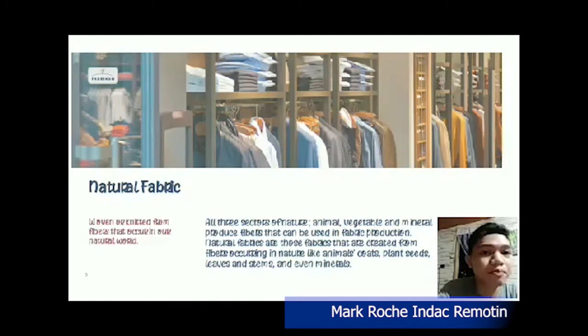So natural fabrics occur from nature, like animal coats, plant seeds, leaves and stems, and even minerals. For example, the barong is made from the plant called abaca. Those are the basic examples of natural fabrics.